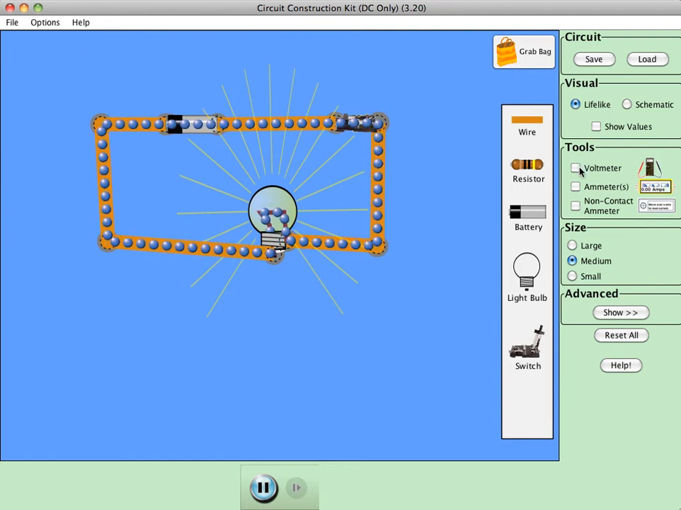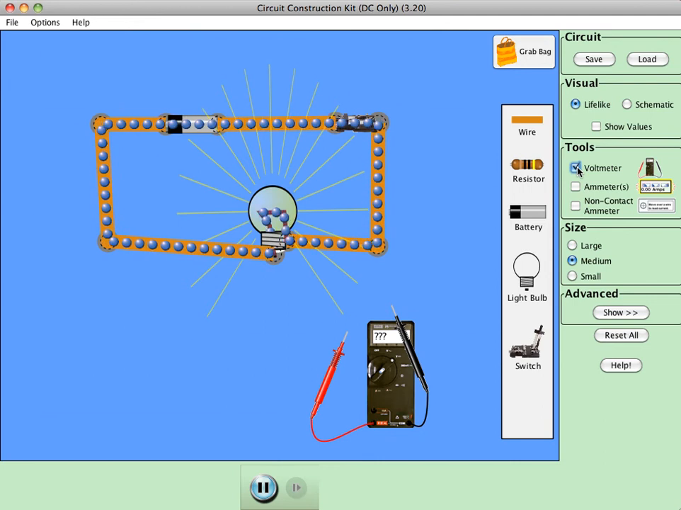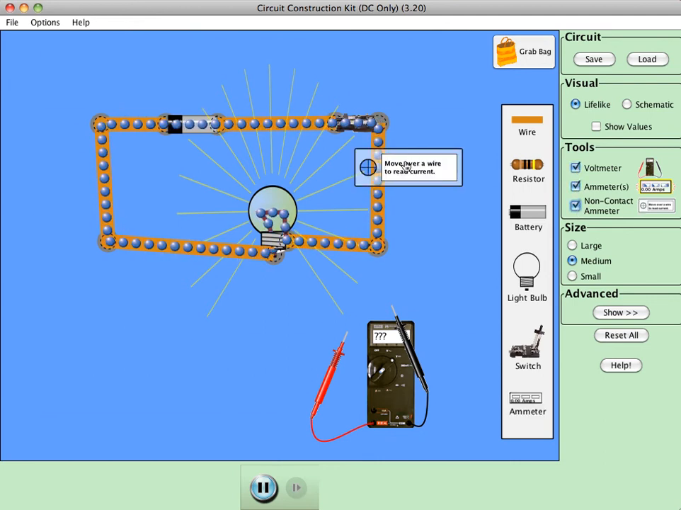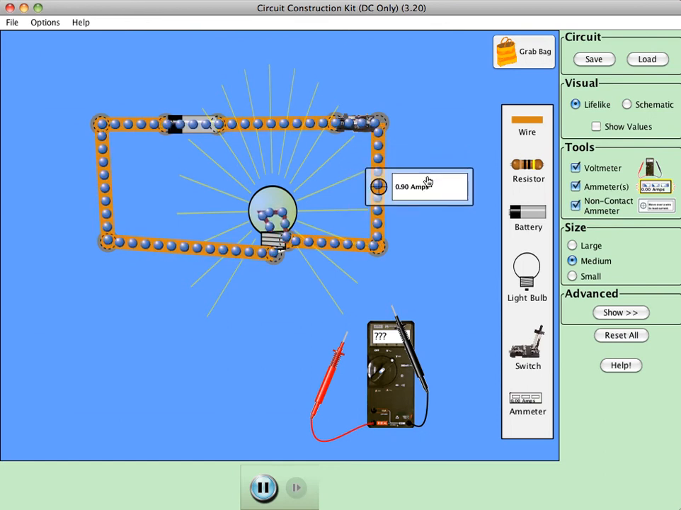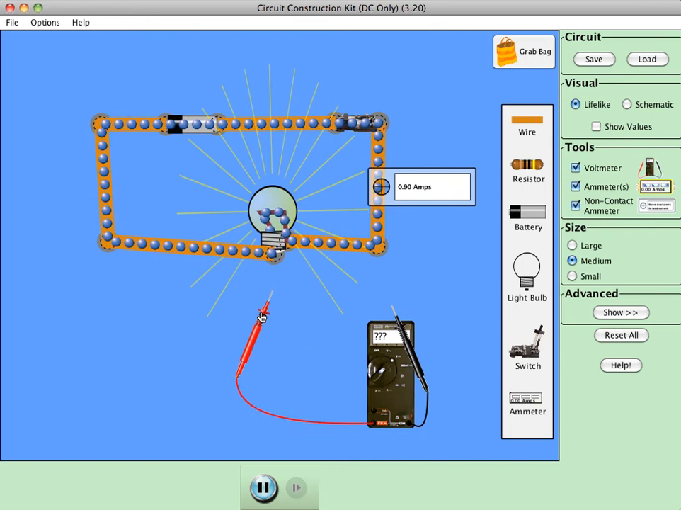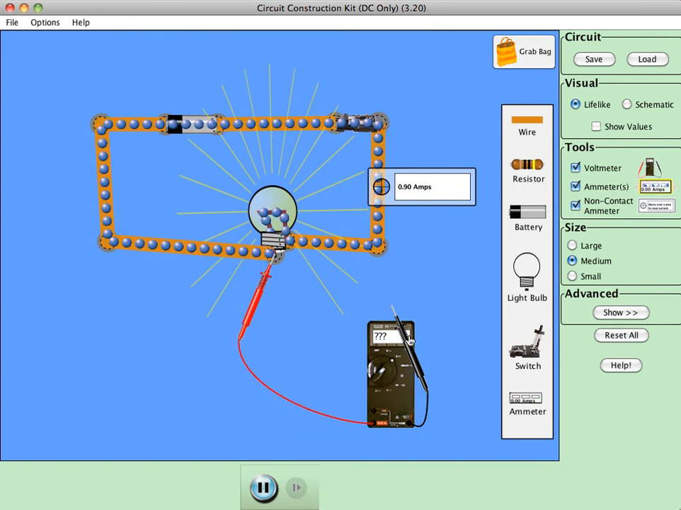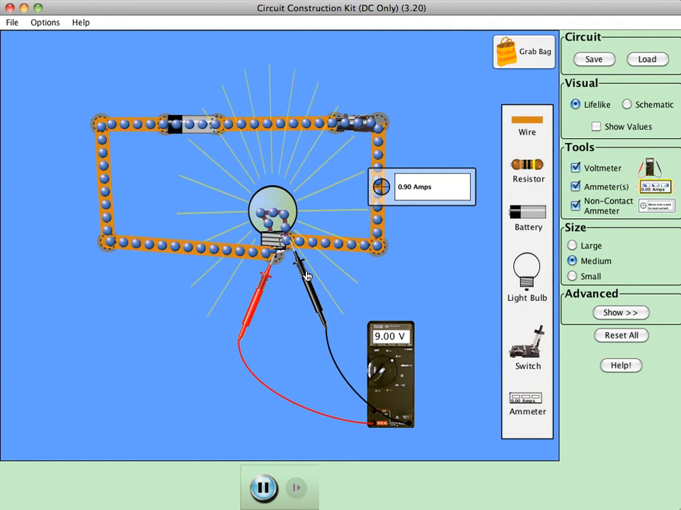So also at your disposal, we've got a voltmeter and an ammeter. Okay. So you can measure the current of your circuit by putting it over the wire, and you can measure the voltage of your circuit by putting it across the load. So you can make observations that way as well.